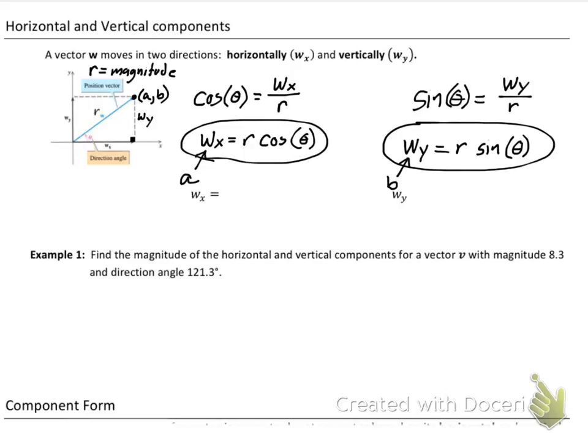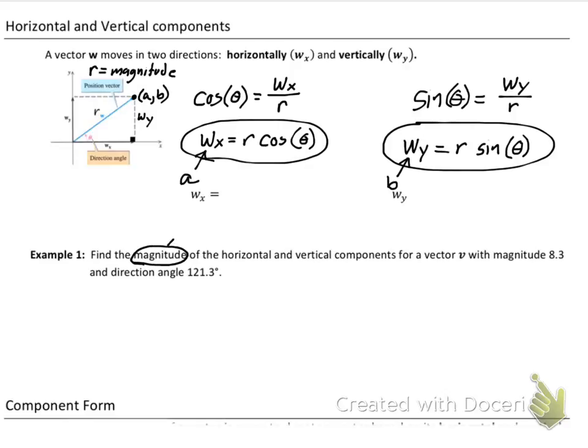All right, our example of this is: find the magnitude and the horizontal and vertical components for a vector v with magnitude 8.3 and the direction angle 121.3 degrees. So we're trying to find the magnitude of the horizontal and vertical components. What I want to circle here is the fact that it says magnitude, right?